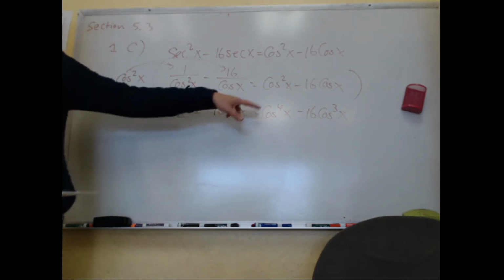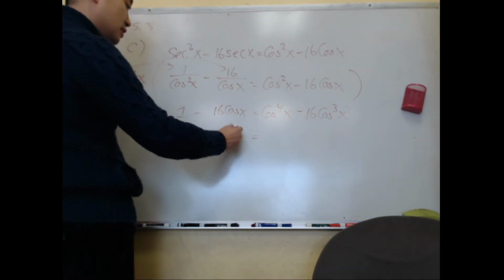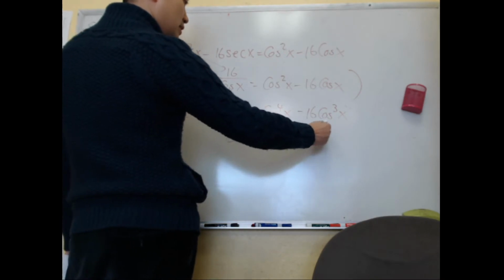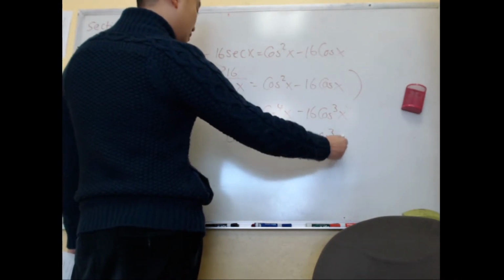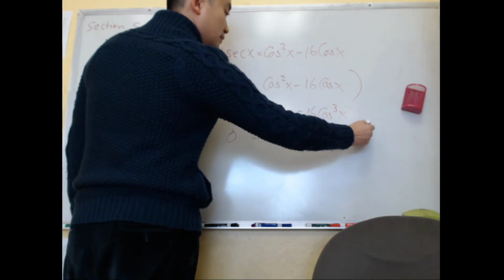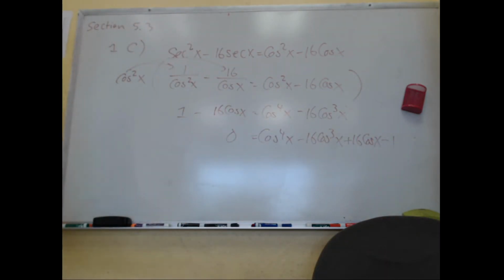So now, when we bring everything together, we got 0 equals cosine to the 4th power of x, minus 16 cosine cubed x, plus 16 cosine of x, and then minus 1. So back to Algebra 2. What kind of polynomial is that? Polynomial, right? Can we factor this by grouping?